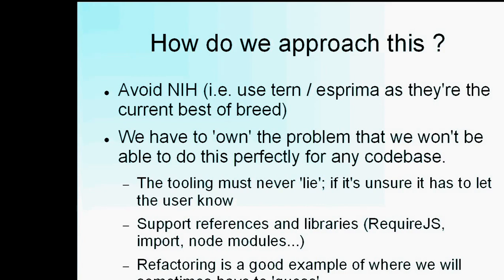Now, it literally is impossible. So what we have to do is not lie. We can't tell you that we have perfect tooling. This will never be JDT. We'll never, ever tell you that. So we have to own the problem. We have to own the fact that sometimes we can't be sure. We can guess, but when we guess, we have to tell people.